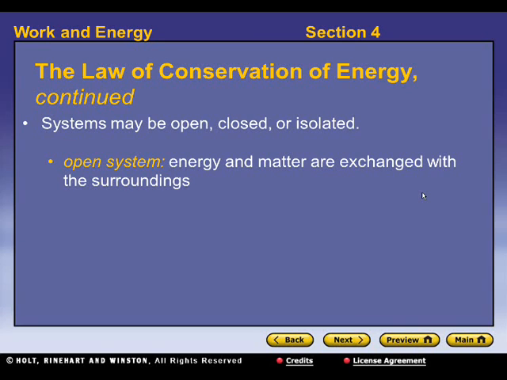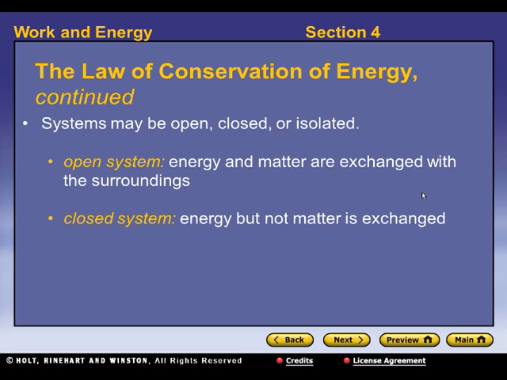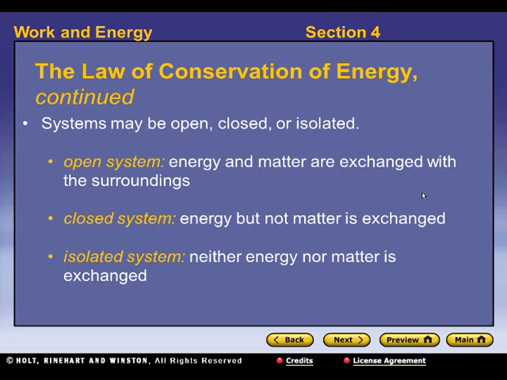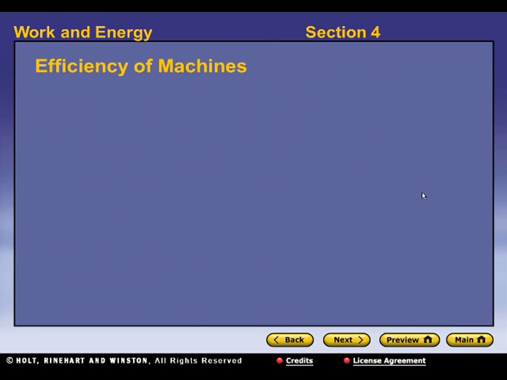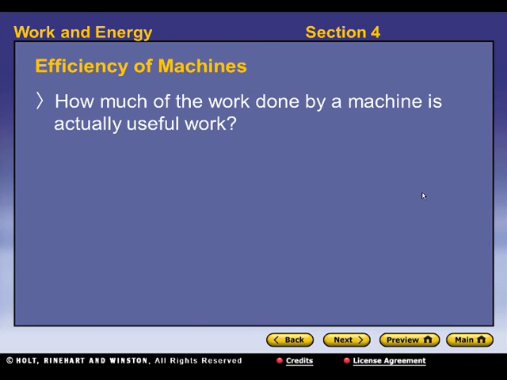So systems may be open, closed, or isolated. An open system is where energy and matter are exchanged with the surroundings. A closed system is where energy but not matter is exchanged. In an isolated system, neither energy nor matter is exchanged. Most real-world systems are open, where energy and matter are exchanged with the surroundings.